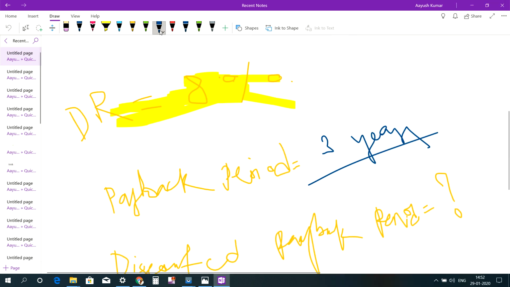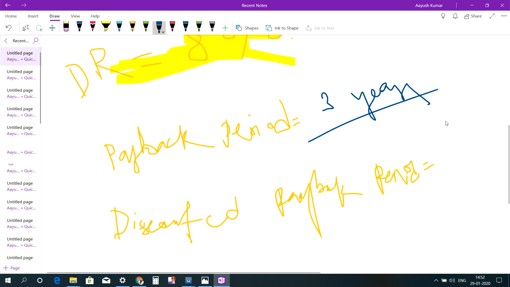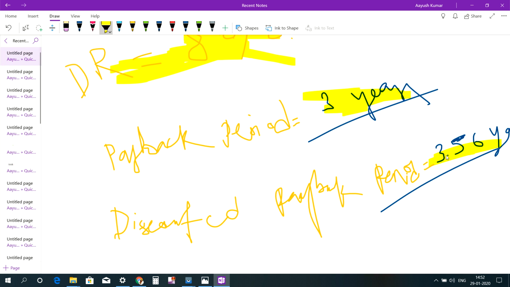So what is the discounted payback period? It is nothing but 3.56. As I always tell you, my writing is a little bit poor. 3.56, and it is in years. One thing you must always remember: the payback period is always smaller than the discounted payback period.